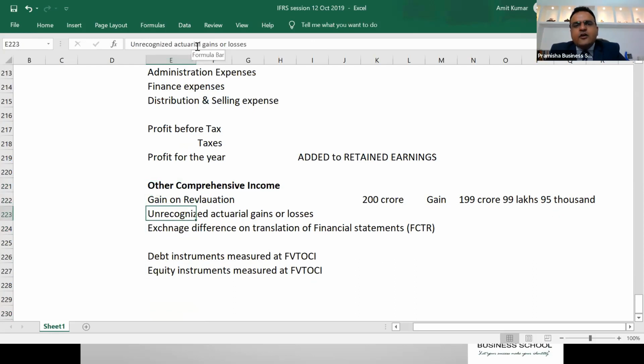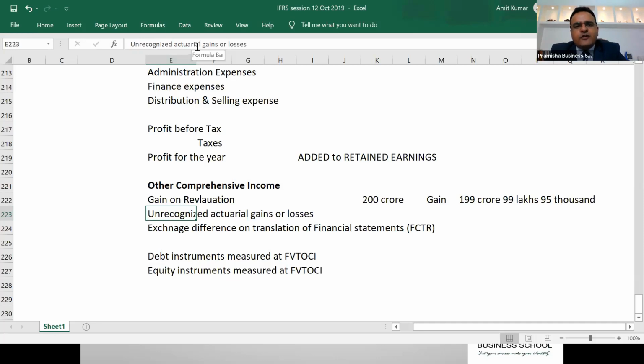In similar fashion, there are unrecognized actuarial gains and losses. You have pension benefits to be provided to employees, and there are 5,000 employees in the firm. How many of the employees will remain with the firm, or how long they'll remain, will depend on demographic assumptions, mortality rates, life expectancy in the country, and the last drawn salary when they leave the firm. These are all post-employment benefits. There are some service costs and interest income which you are able to recognize through your P&L. And the fair value of the plan assets at the beginning of the year and at the end of the year is all given by the actuary.